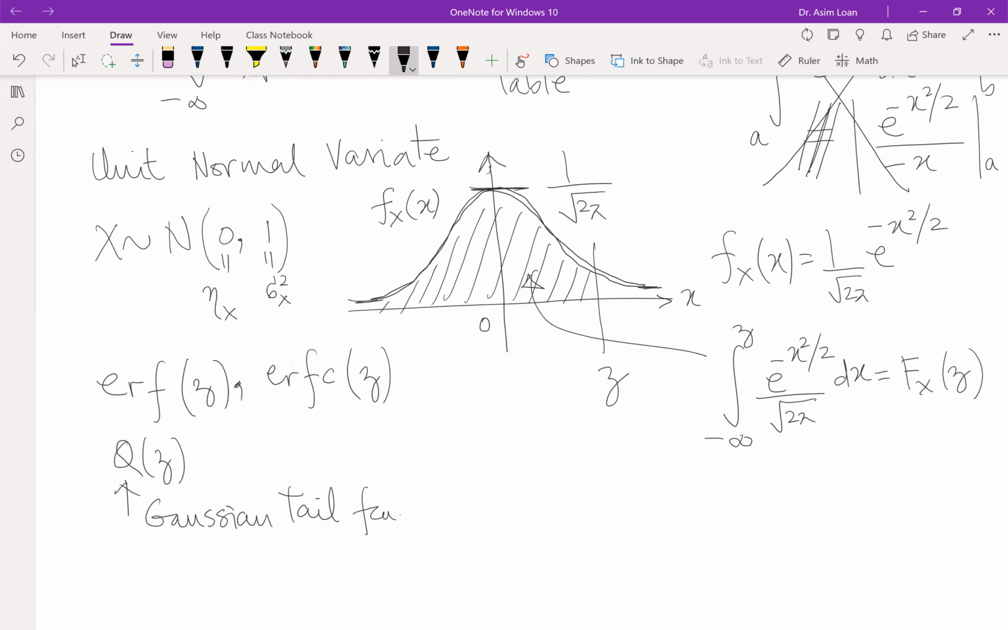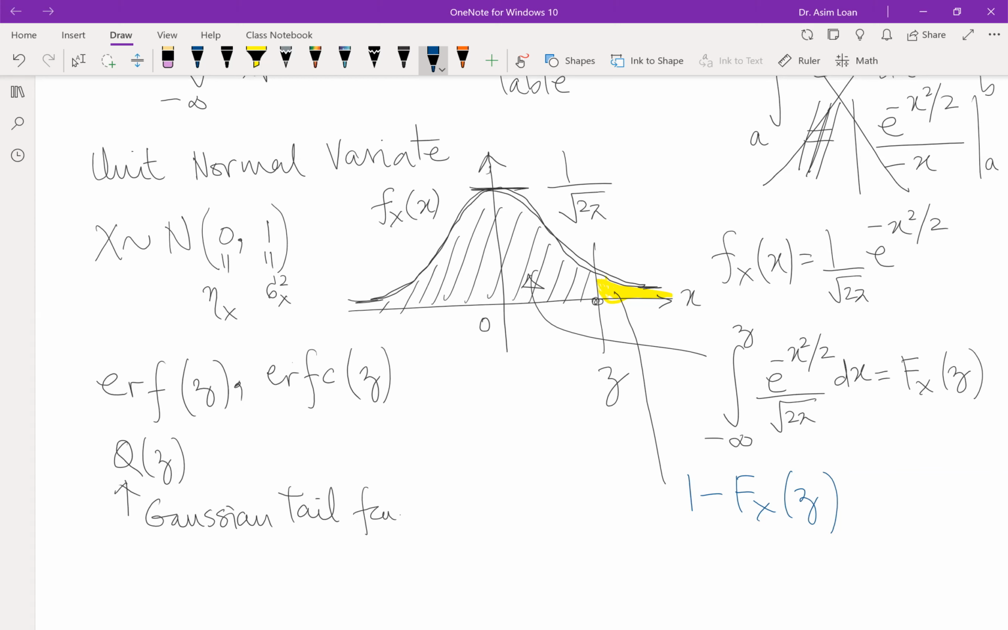Now this F x of z is from minus infinity up to this point. That means for this other portion, this is simply 1 minus F x of z, because obviously the area integrates to 1.